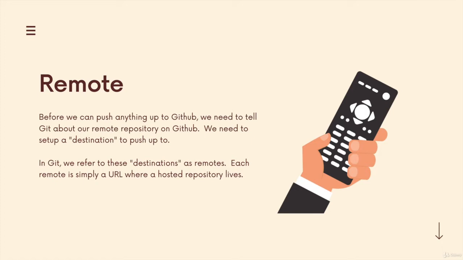So a remote is really just a fancy name for a destination URL. It's a URL that we tell Git about, and we give it a name. It's just like a label for a URL that we can then push code up to, or fetch or pull down new code from. So we'll learn about those commands once we set up a remote.